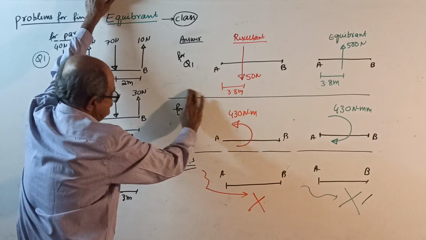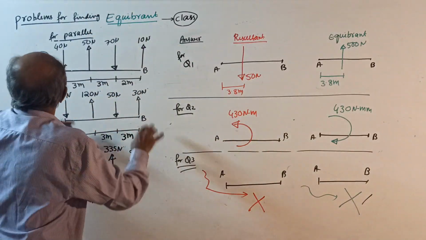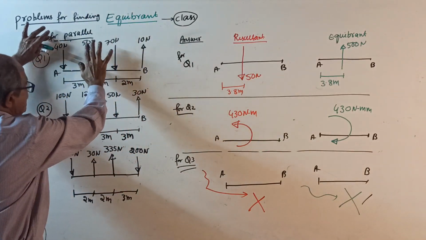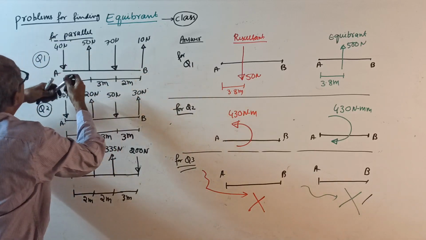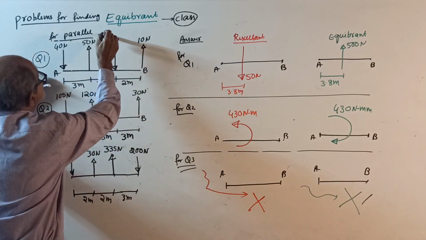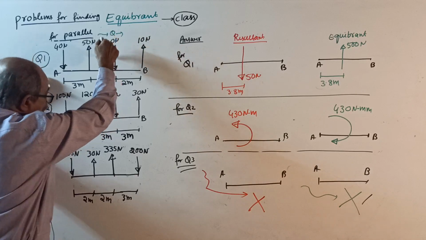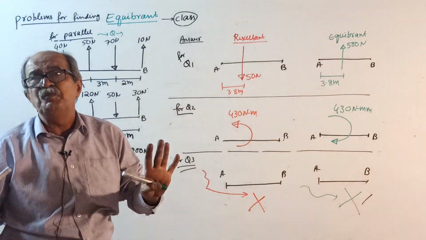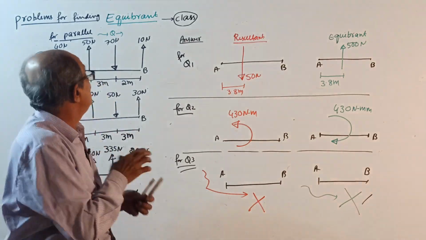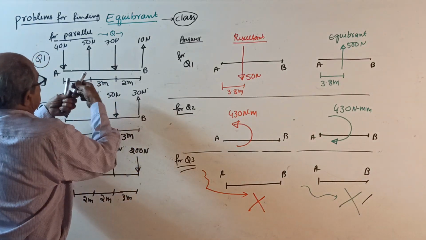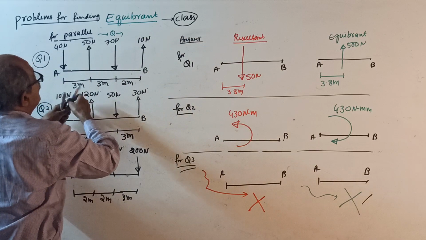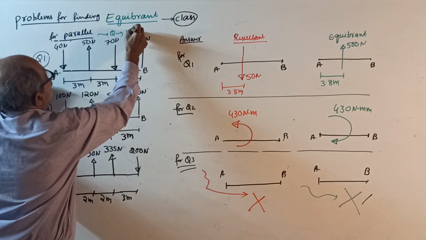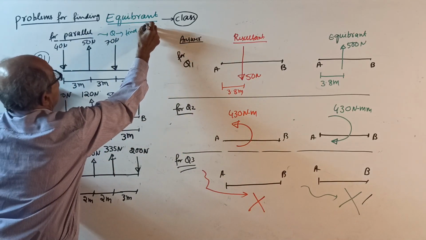I will remove it. Okay. See, right here, I have not written the question. Write the question first. For all the three given force systems, find equibrant is the question. Find equibrant. I should not use red color. Okay. For all three questions, find equibrant.